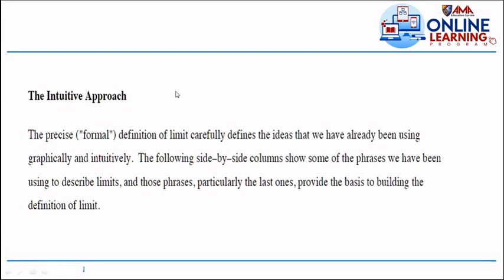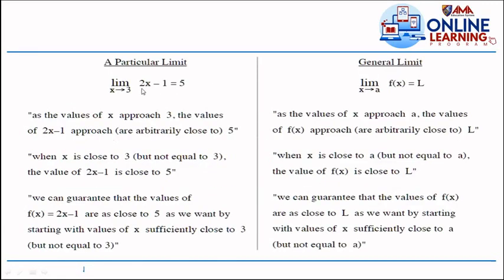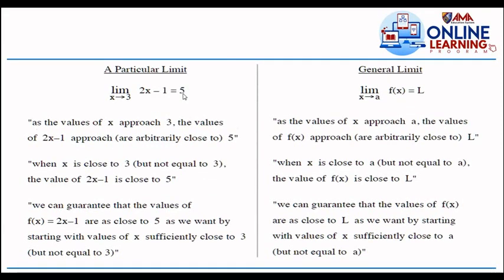Okay? So we have here the particular limit. The limit of 2x minus 1 as x approaches 3 is equal to 5. Okay? Do you have any idea how we got the 5 here? It says here, the limit of 2x minus 1 as x approaches 3 is equal to 5. So, using the algebra method, we substitute 3: 2 times 3 is 6, minus 1 is equal to 5. So, as the value of x approaches 3, the values of 2x minus 1 approach arbitrarily close to 5. This is like what we do in the table method.